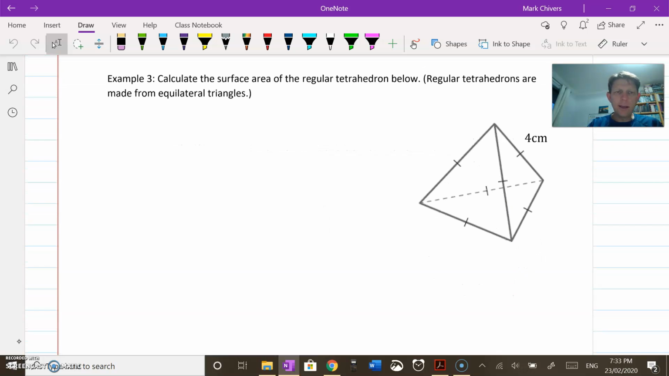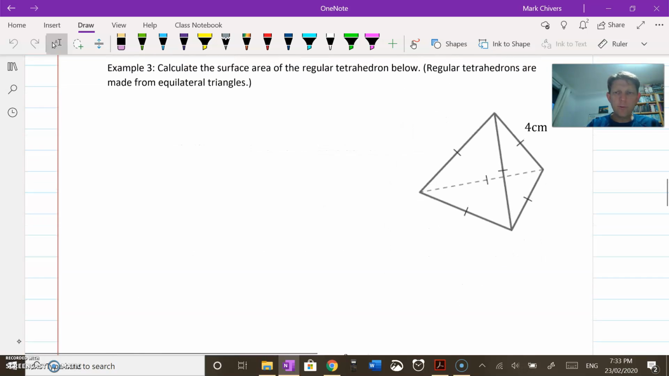We didn't do, however, example 3 and example 4, which I'd like to run through with you now, and then you guys will have some work to do as well. So for example 3, we've been asked to find the surface area of a regular tetrahedron, which is just a pyramid where all of the shapes that make up that pyramid are equilateral triangles. So we've got 3 equilateral triangles moving up to the point, and then we've got 1 equilateral triangle on the base.